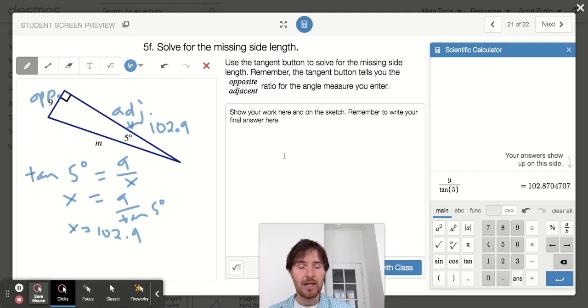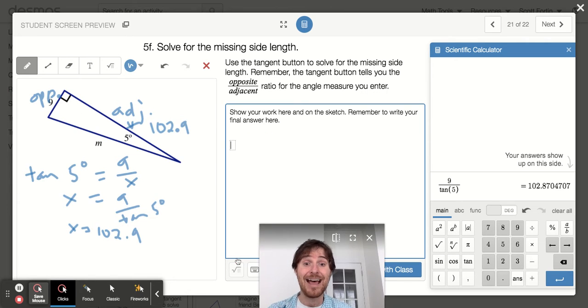102.9, tangent ratio that is. 102.9 is here. So now I have both legs. What do I know about both legs? How's that going to help me get the hypotenuse?